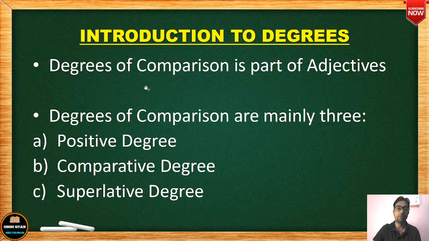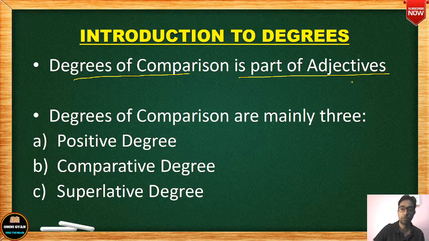So let us start the explanation on the main topic today, degrees of comparison. Now when we say degrees of comparison, you have already learned all these things. Degrees of comparison is a part of adjective only. Adjective you have learned. ठीक है, adjective जो है उसी का part है degrees of comparison. Remember this, and then I'll be giving you some examples also.